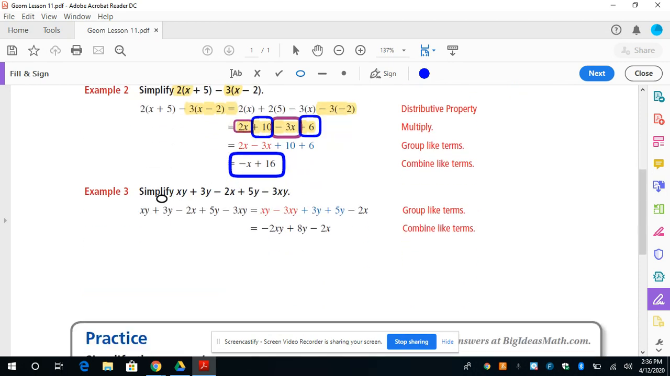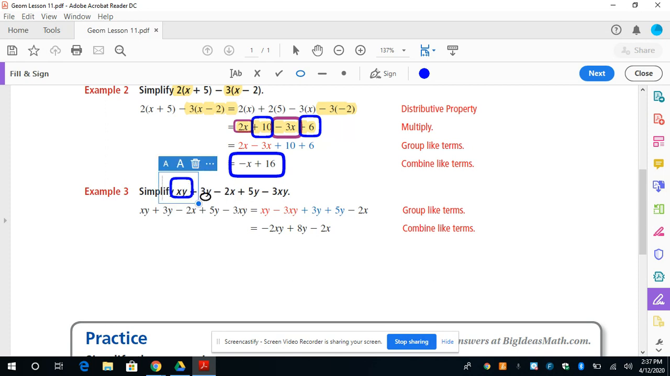All right, and this one, simplify xy plus 3y minus 2x plus 5y minus 3xy. So it's a really long one, but take it slow. So with two terms, so this is an xy. In order for anything to be combined with this, it has to also have an xy. So what other term has an xy?